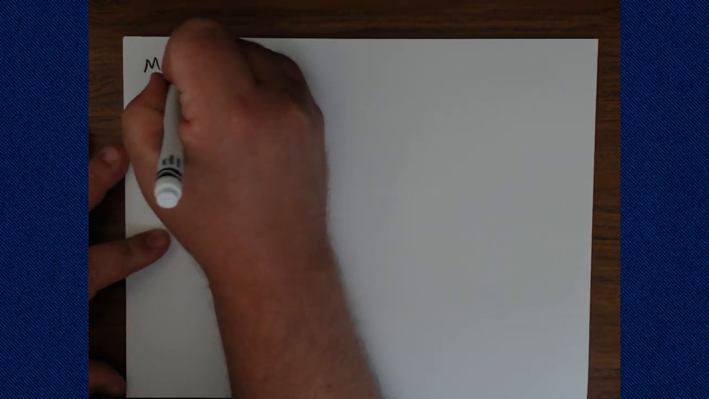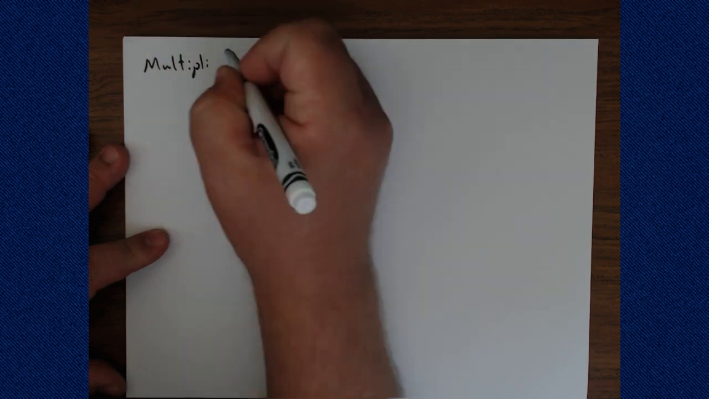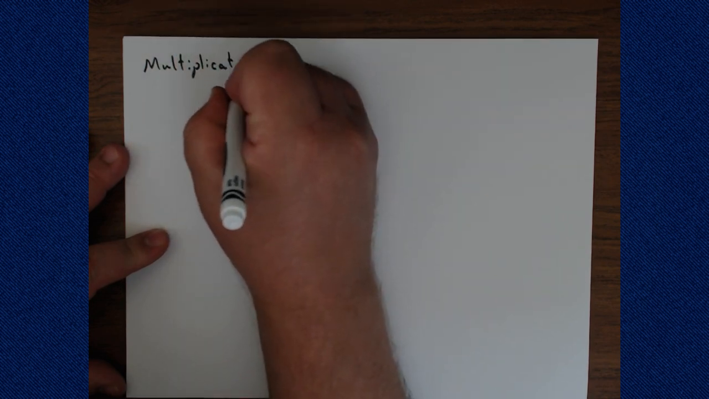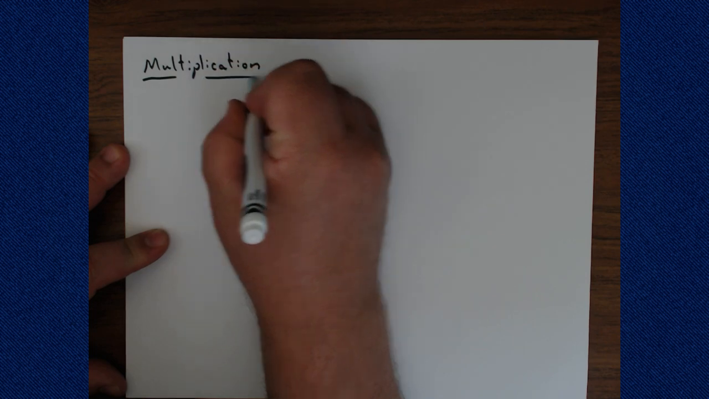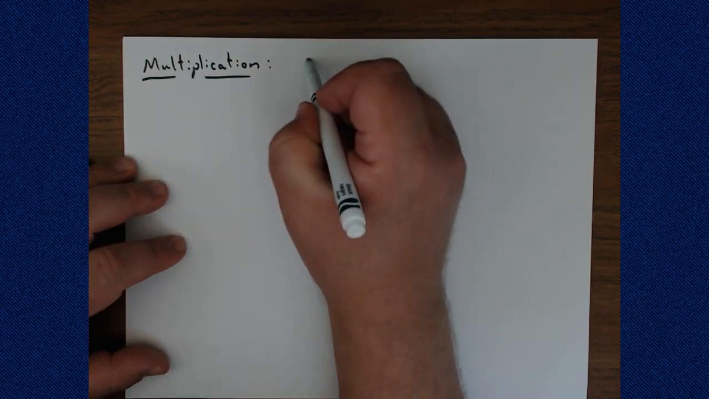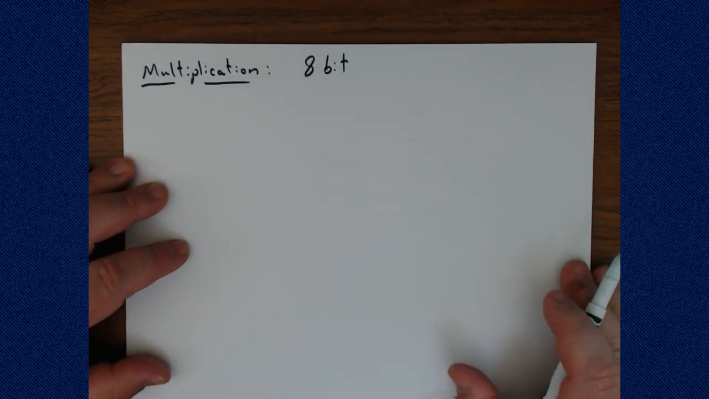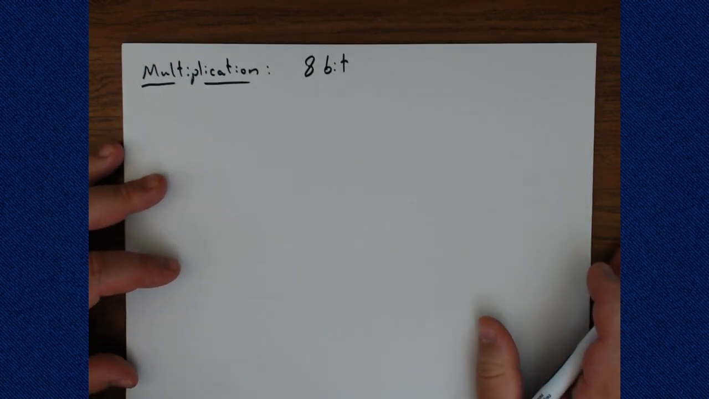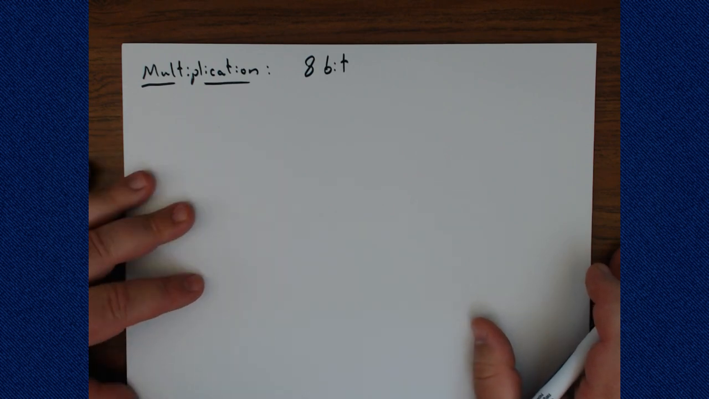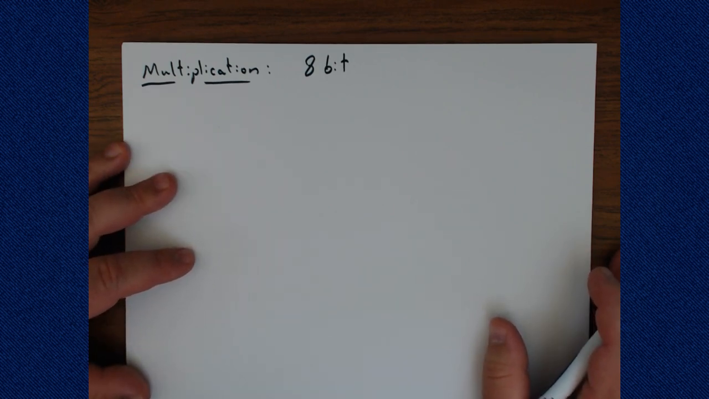Multiplication. Again, we are looking at an 8-bit system. Now with multiplication, since the numbers get big quick, we'll do an initial example with some smaller numbers.